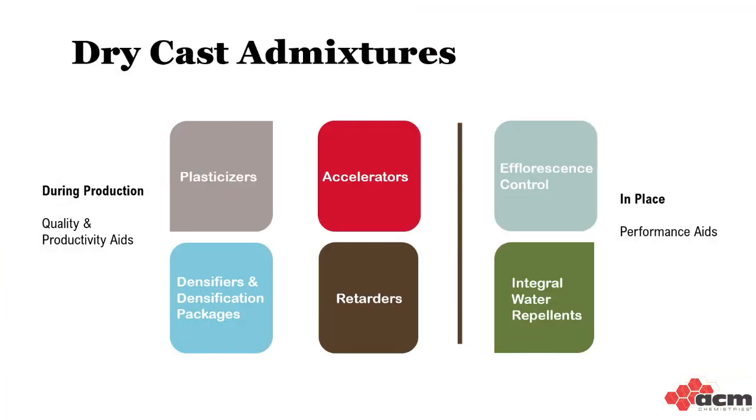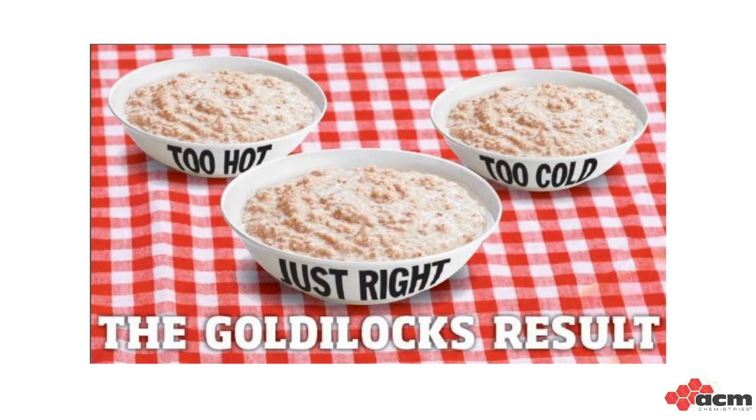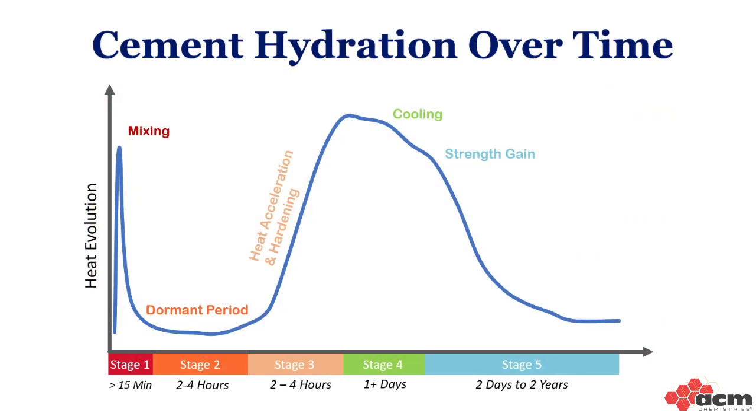Accelerators and retarders. Another category of quality and production aids are accelerators and retarders. And these products address flip sides of the same coin, the weather. Concrete is a bit like Goldilocks' porridge. It's no good if it's too hot or too cold. For cement to harden, it needs to hydrate, and the hydration reaction is sensitive to temperature. You can watch our Concrete 101 videos on cement to learn more about the hydration process.